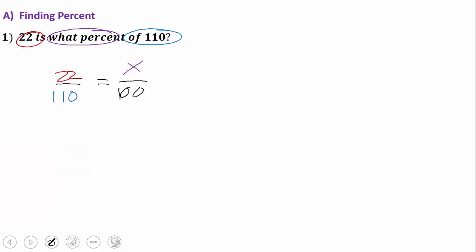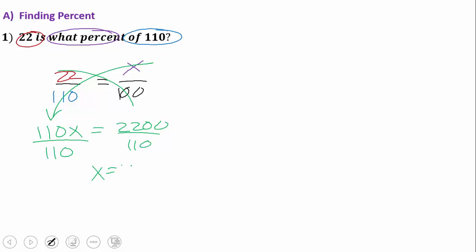Now we use our cross products, just like we did before when we were trying to find if proportions were the same or when we solved for a part of a proportion. Well, we're solving for a part of a proportion, except this happens to be a part of a percent proportion. So 110x is equal to 2200. Dividing by 110, x is equal to 20. So 20%. 22 is 20% of 110.